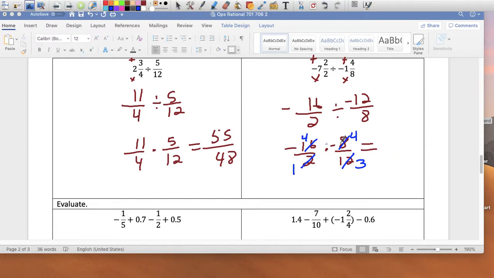Now I can just multiply. Negative times a negative is a positive. 4 times 4 is 16. 1 times 3 is 3.